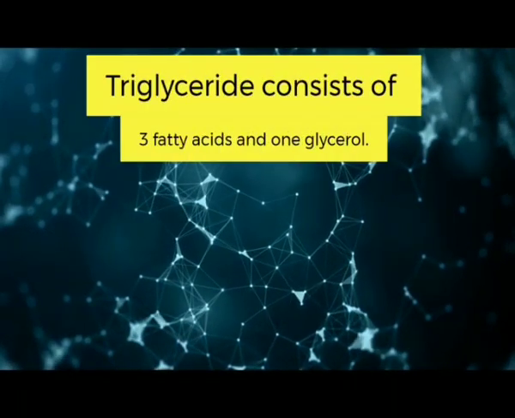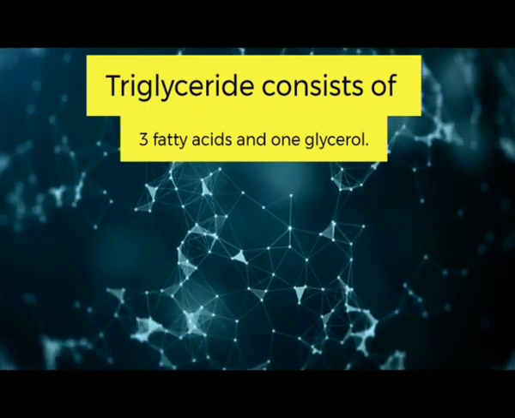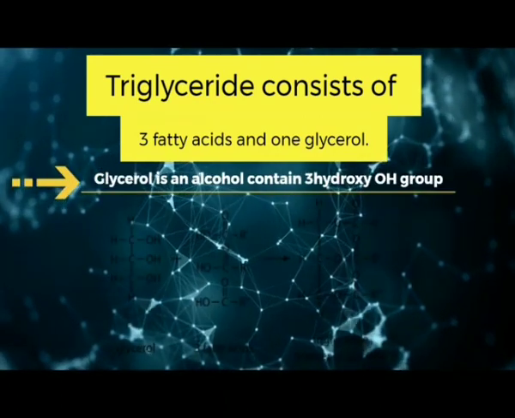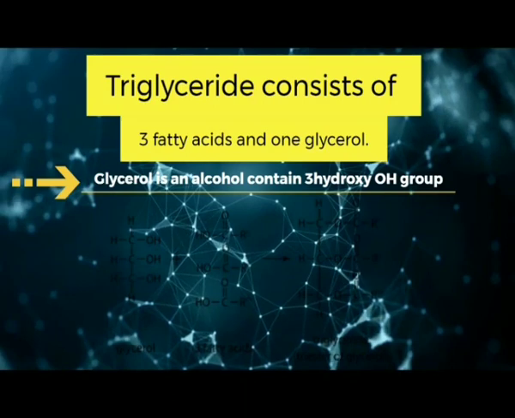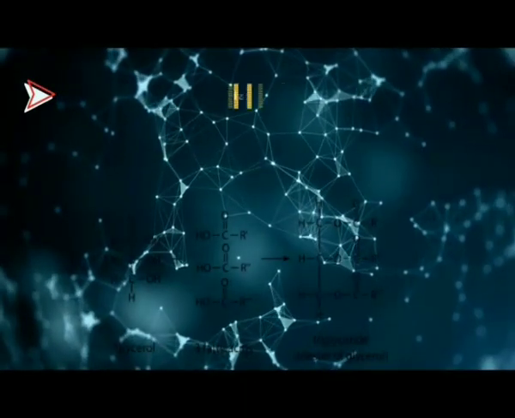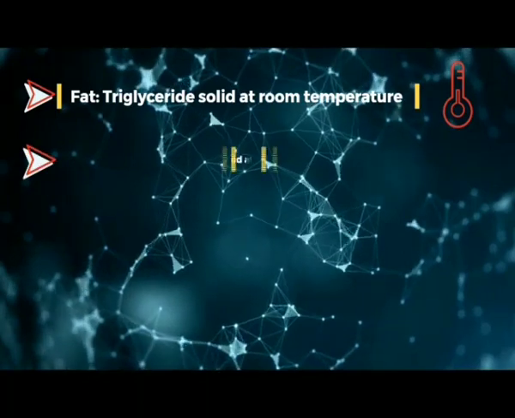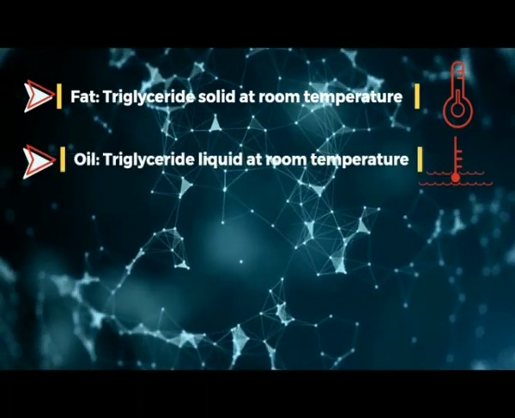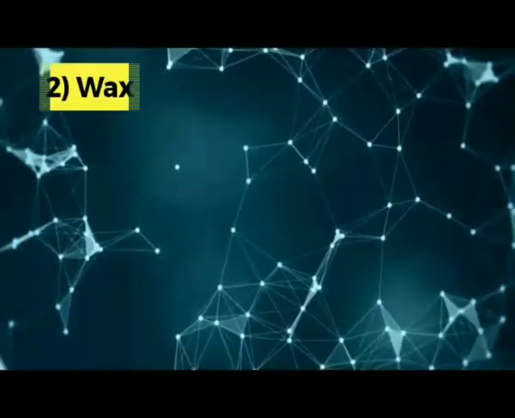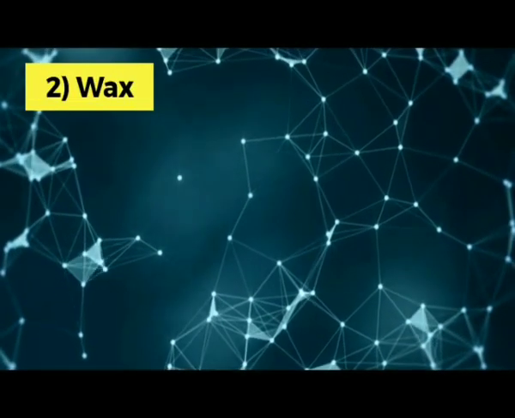The first form of simple lipid is triglyceride. Triglyceride consists of 3 fatty acids and 1 glycerol. Glycerol is an alcohol containing 3 hydroxyl groups. This equation shows the formation of triglyceride. Fat triglyceride is solid at room temperature, while oil triglyceride is liquid at room temperature. Example: vegetable oil like corn oil, canola oil, soybean oil, sunflower oil.